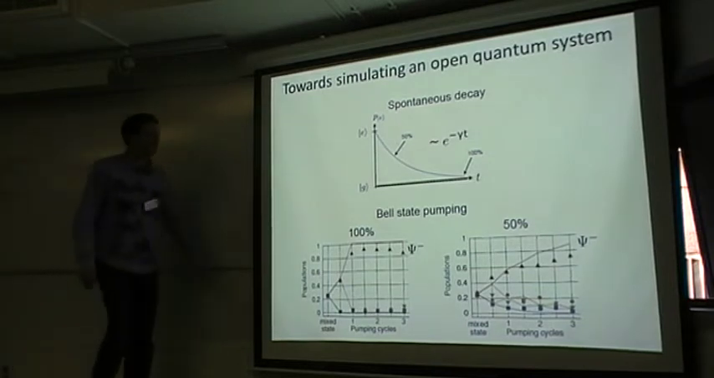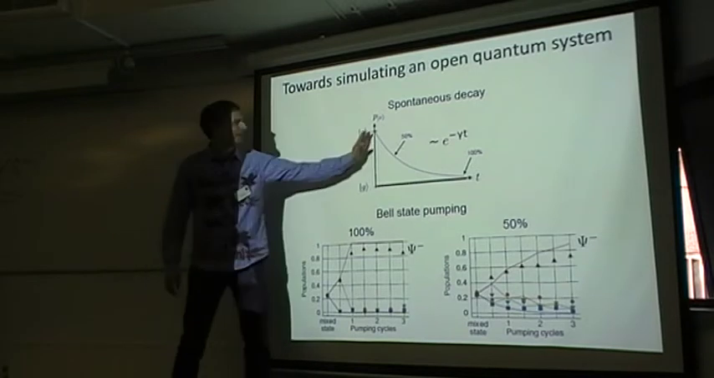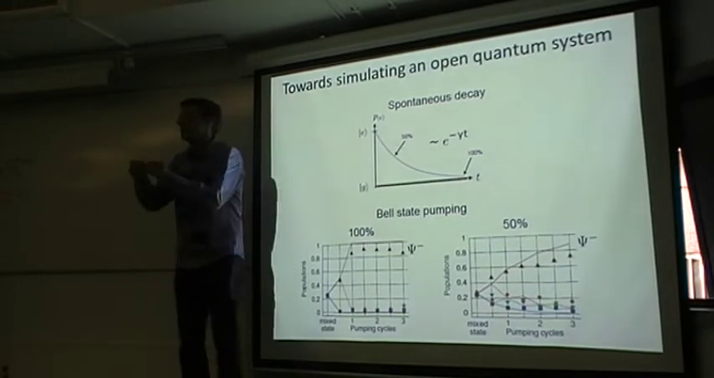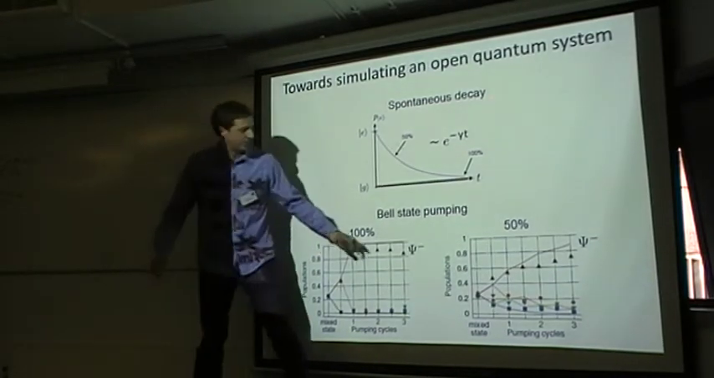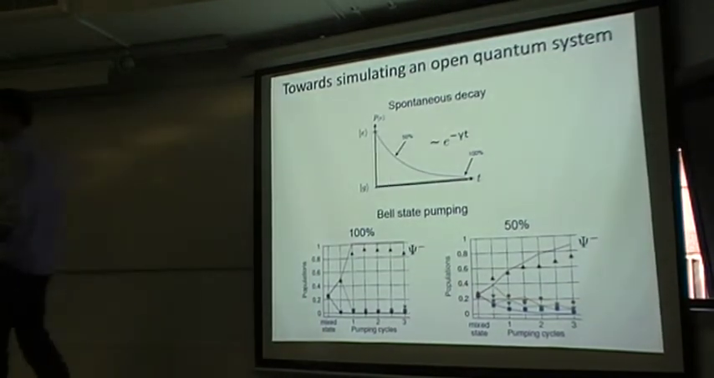In principle, if you don't want to map directly to this Bell state, what you need to do is these small steps, small pumping steps. And if you do that, you actually see something similar to an exponential increase of this pumping.